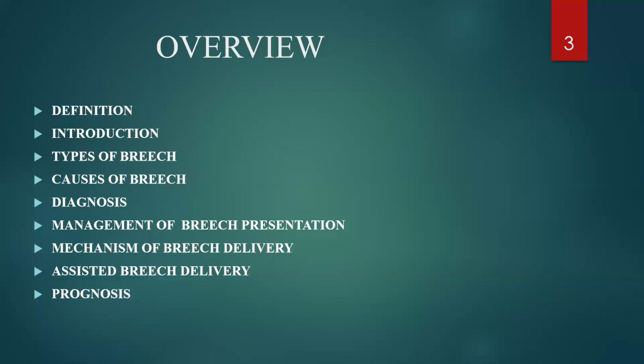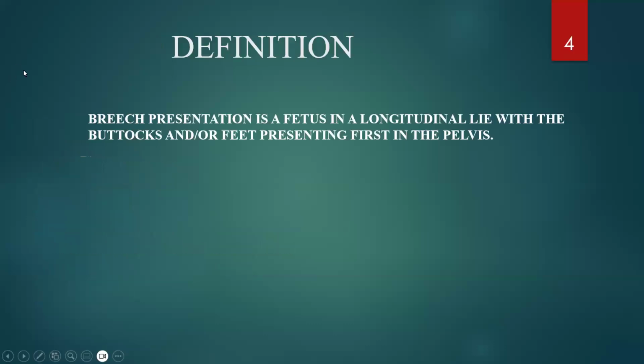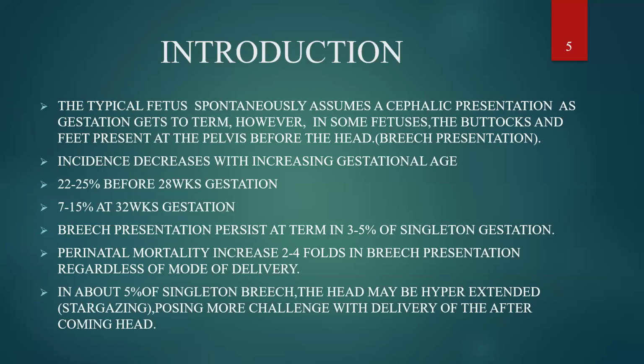Okay, so I'll just dive into it. Breech presentation is a fetus in a longitudinal lie with the buttocks or the feet presenting first in the pelvis. That's the definition of breech presentation. Typically, a fetus will spontaneously assume a cephalic presentation. With breech, the buttocks or the feet, or even both, present at the pelvis before the head. Its incidence decreases with increasing gestational age, meaning the closer you are to term, the more likely you are to be cephalic than breech.